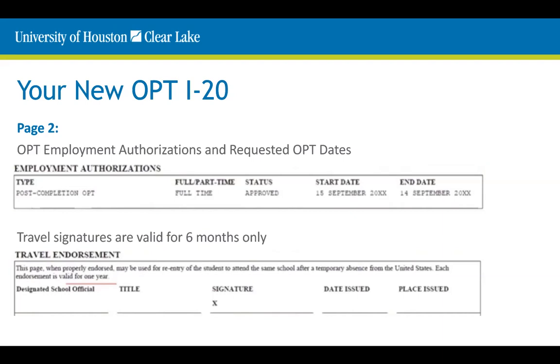Something else to note, while on OPT, your travel signatures are valid for only 6 months. If you need a travel signature while you are on OPT, you can make a request in the ISD portal. You may want to set a reminder to make this request in 5 to 6 months, regardless of your travel plans, to ensure you have an updated authorization in the event of an emergency and you need to quickly leave the US for any reason.